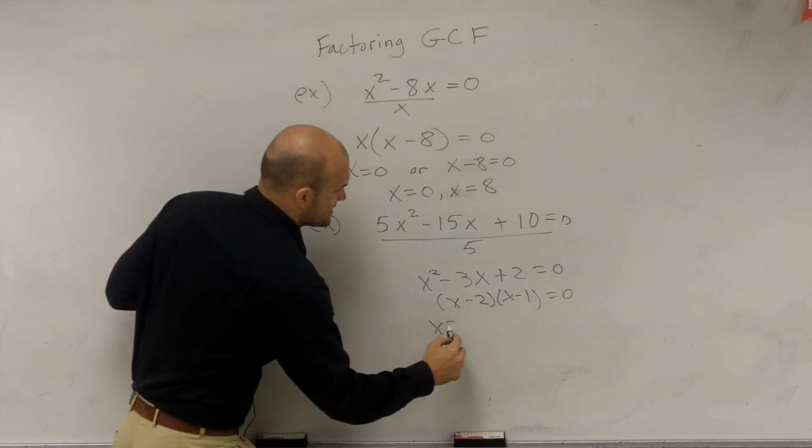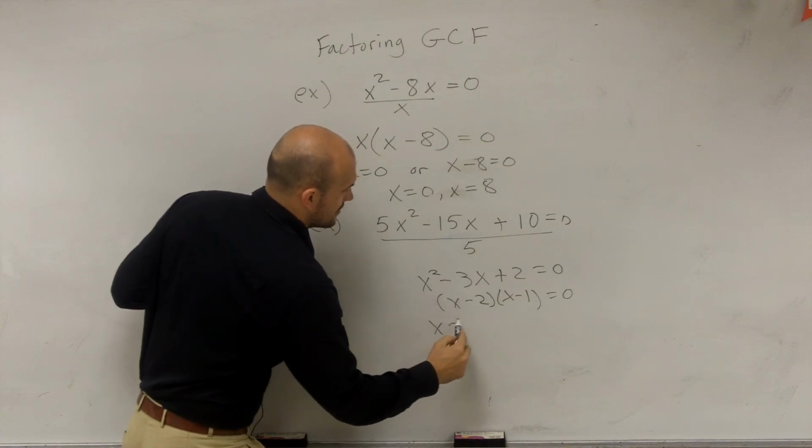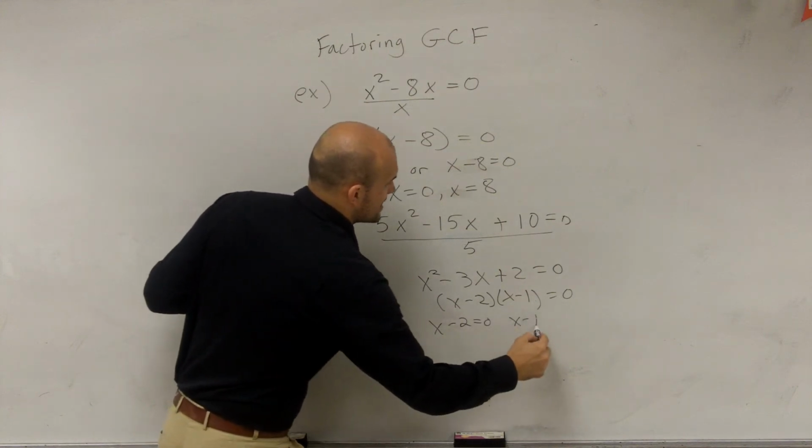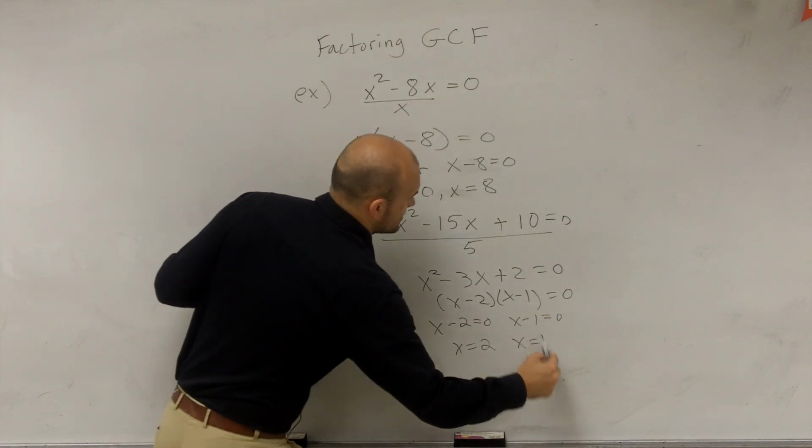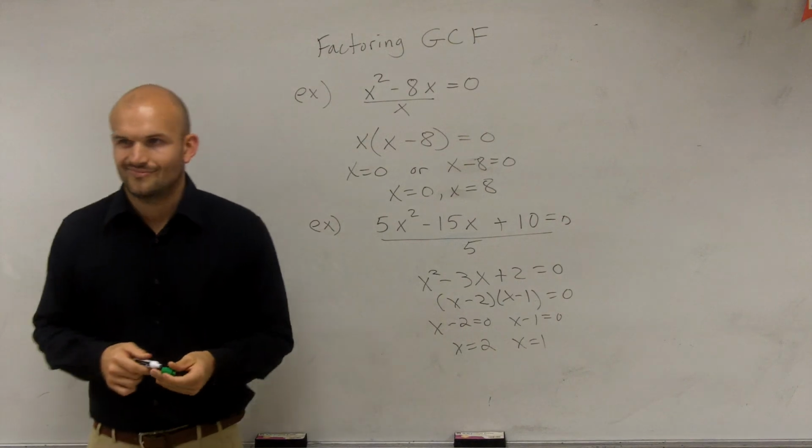Therefore, we can now say x minus 2 equals 0, and x minus 1 equals 0. Therefore, x equals 2 and x equals 1. Done.